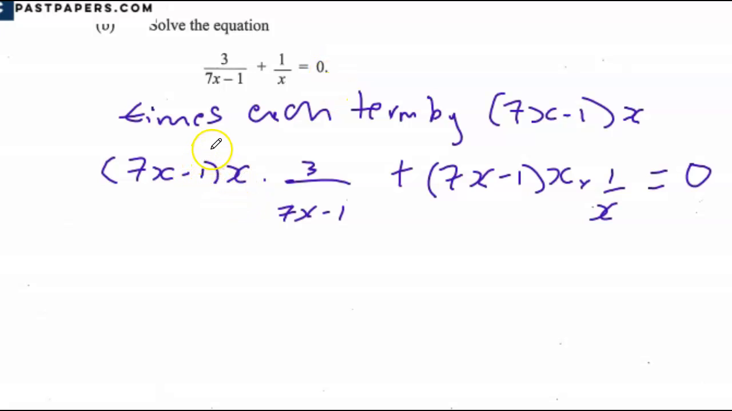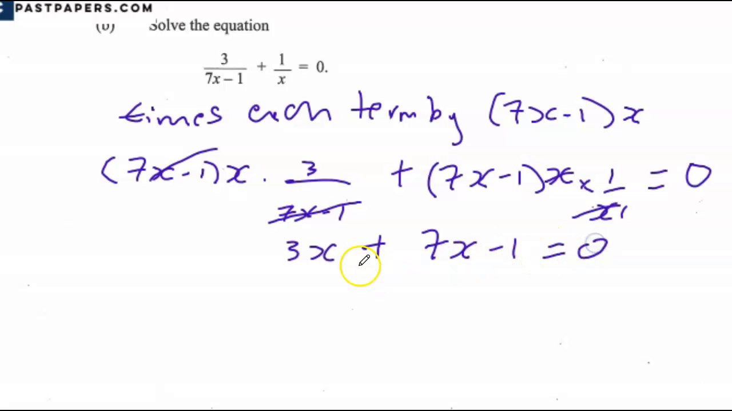Now, you see what happens? This 7x minus 1 goes into this. So we're left with x times 3, 3x. Plus this x goes into this x. Left with 1 down here. So we are left with 1 times 7x minus 1, or 7x minus 1 times 1, which is 7x minus 1.